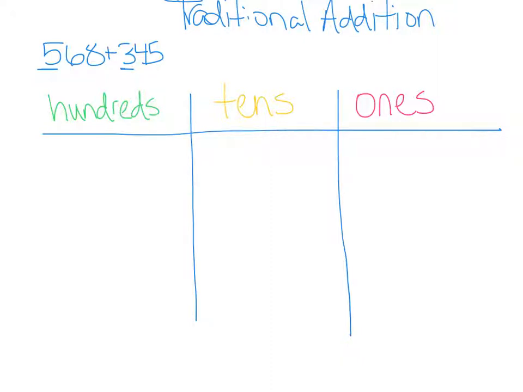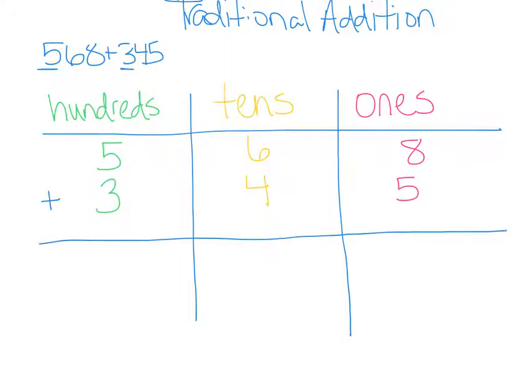Okay, and then I'm going to rewrite this problem. So for 568, I have 5 hundreds, 6 tens, and 8 ones. And for 345, I have 3 hundreds, 4 tens, and 5 ones. Okay, and then I'm just going to complete my columns by putting my plus sign and my line.